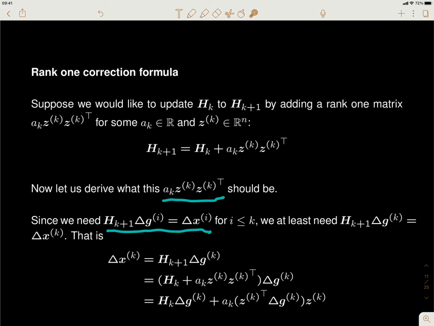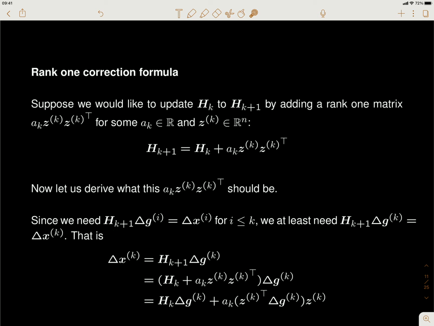Okay, so apparently, as we said before, this actually involves k plus 1 equations, because this i needs to be any one between 0 and k. So there are k plus 1 of these equations that we need to satisfy. And so at least you need to satisfy the last one, right? Which is for the case i equals to k. So we need to first choose this AK ZK such that the HK plus 1 satisfies this equation for i equals to k. But not only just i equals to k, but also other ones. But at least i equals to k.